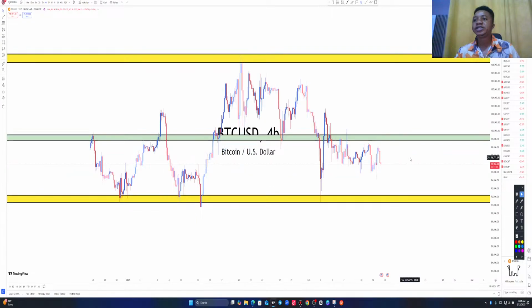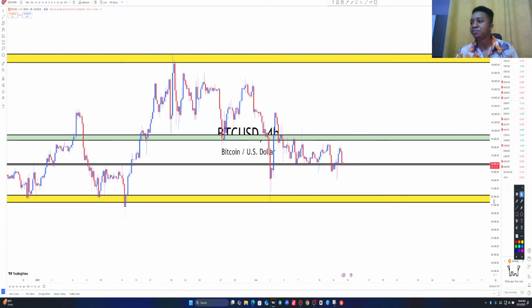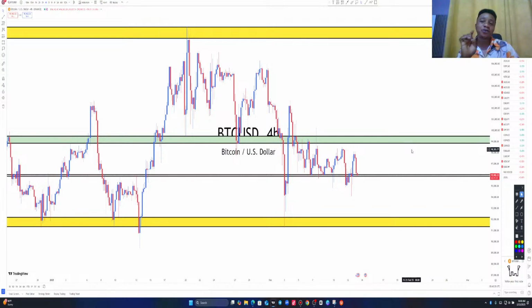All right, so this is BTC USD on the 4-hour time frame. Let's put meaning into it very quick. If you look at the 4-hour time frame, after price broke below the daily middle zone and retested it, it has since been moving in a range or a consolidation period.